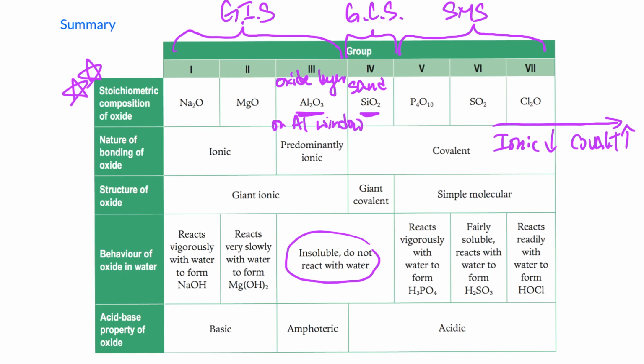So these two cannot give any acidic solution or alkaline solution. For the rest, they can form a few kinds of weak acid. So last one, the basic properties, amphoteric, pay attention to the spelling, and also the acidic property for non-metal oxides. Okay, so that's all for this video. Bye bye.